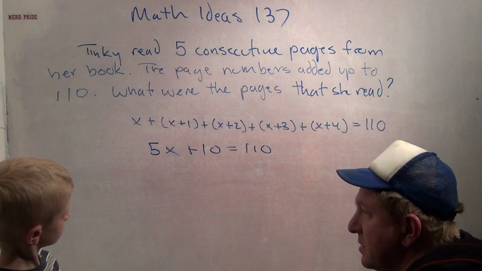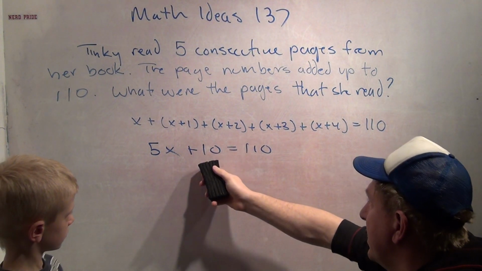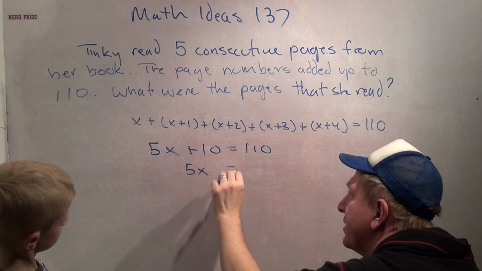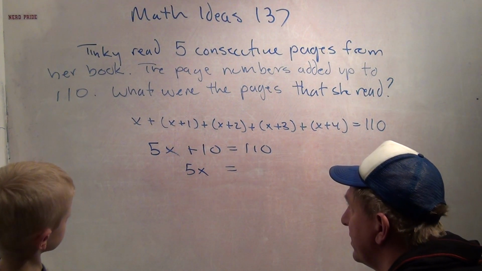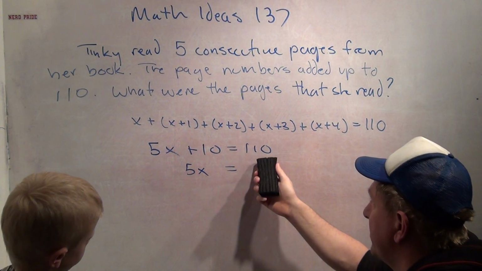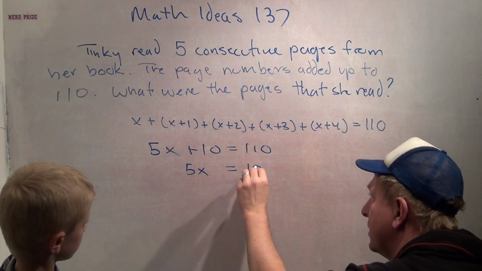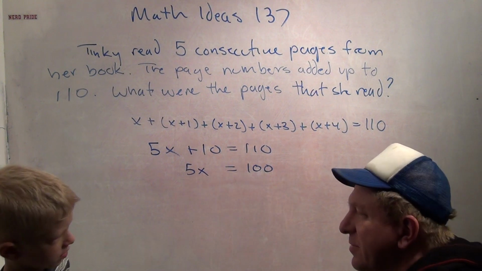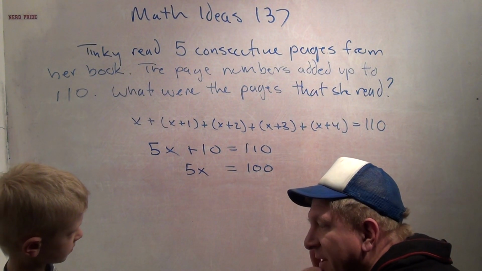So 5X plus 10 equals 110. So what do you think 5X is before you add 10 to it? If you take away 10, what's 110 minus 10? 100. So we have some number times 5 equals 100. Okay, that's our big thing we have to figure out. Some number times 5 equals 100.